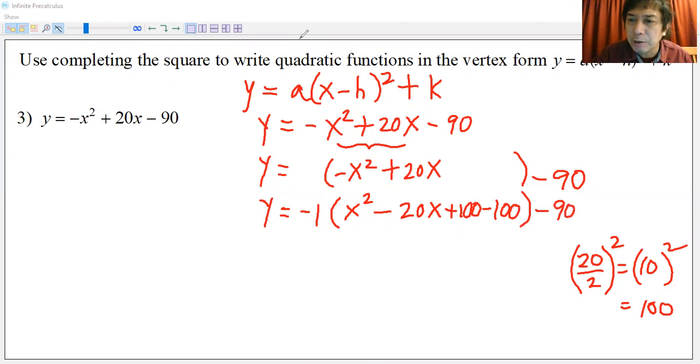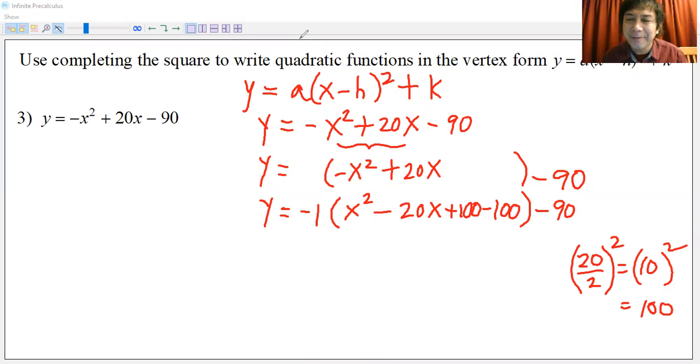Minus 90. Why are we adding and subtracting? Because if we add only, we will change the problem. Now, if you add and subtract, we did not add anything. We actually added 0, so it did not change the problem at all.